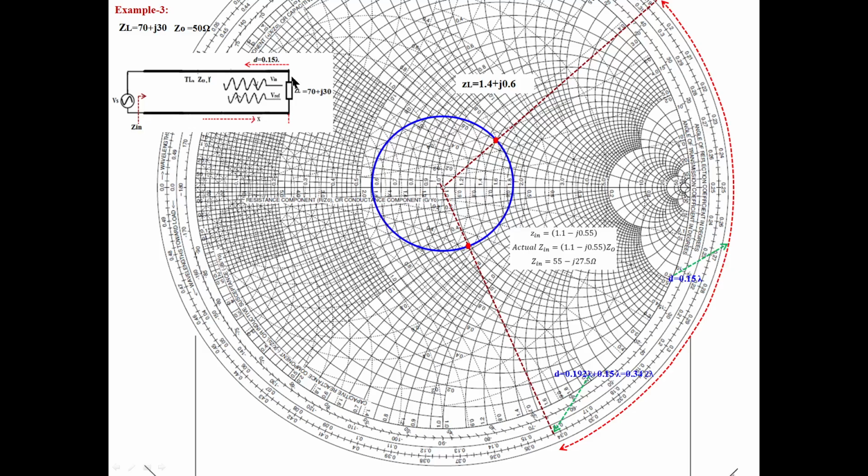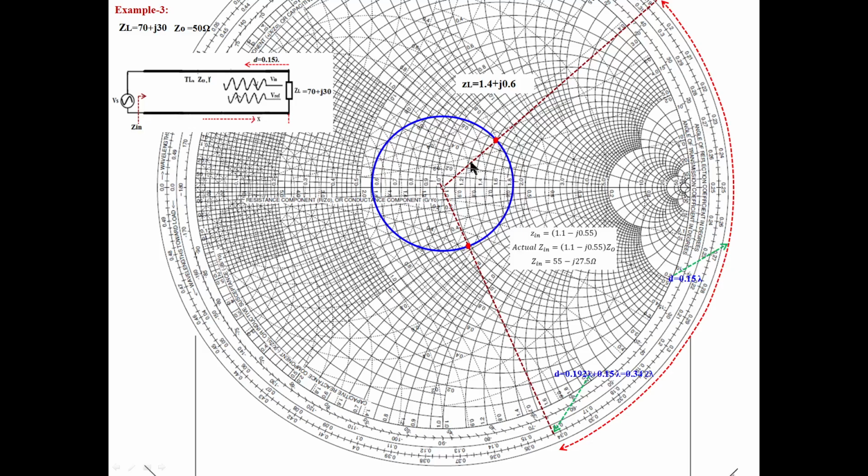Now to find the input impedance at a point 0.15 lambda from the load point, we should move towards the generator. Towards the generator means the clockwise direction. Starting from the load point, you move clockwise on the VSWR circle, like this, up to a distance of 0.15 lambda.